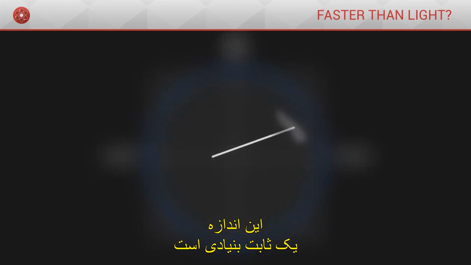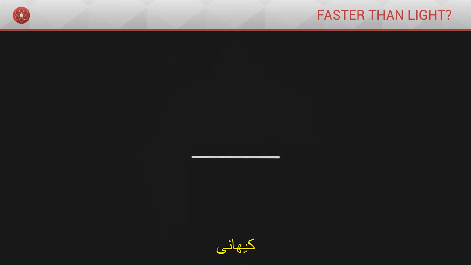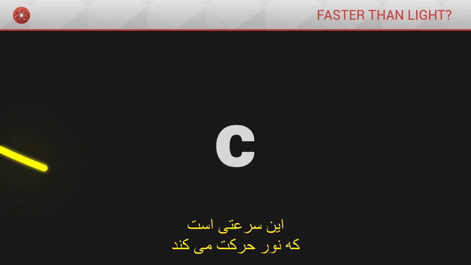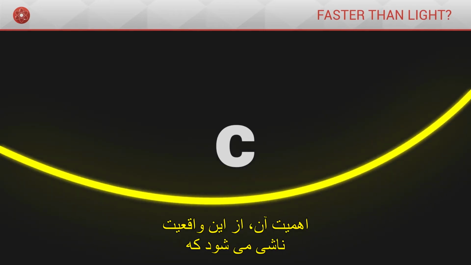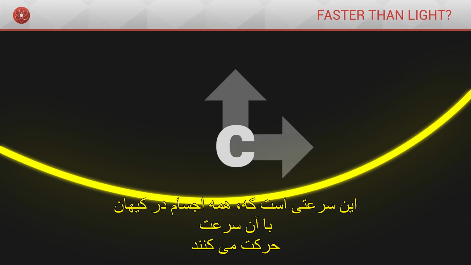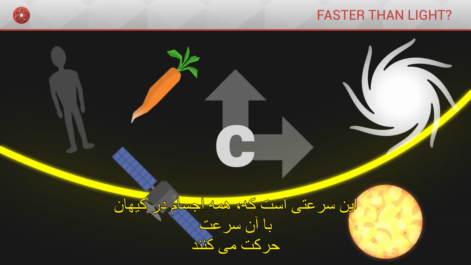This measure is a fundamental constant, universal. It rules over all entities in the universe. It is this same measure we call the speed of light. It is important to understand that the speed of light is something fundamental. Its importance does not come from the fact that it is the speed at which light travels. Its importance comes from the fact that in space-time, when we consider both space and time, it is the speed at which all objects in the universe move.